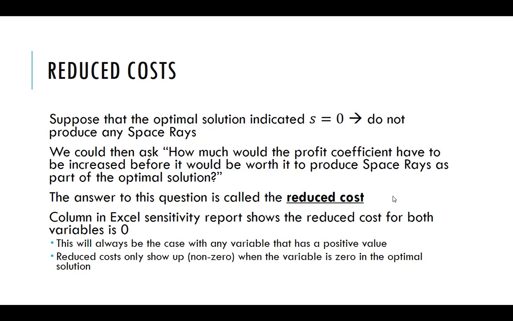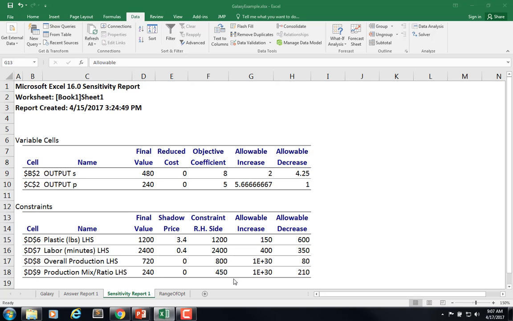Now, the column in Excel shows that the reduced cost for both of our variables, S and P, was 0. This is always going to be the case with any variable that has a positive value on it, right? Reduced costs only show up if they're non-zero. They can be negative when the variable is 0 in the optimal solution. So if we go to the spreadsheet here, we see the reduced cost for both of these in the sensitivity report is 0 because we're producing both space rays and phasors.